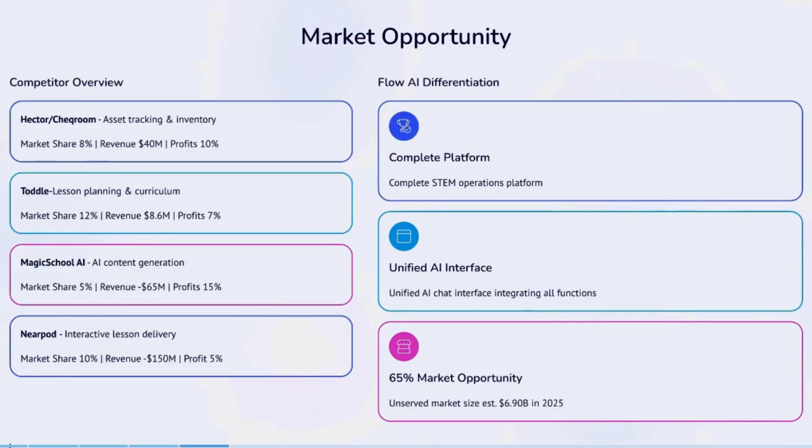Toddles, on the other hand, focuses on lesson planning and curricular management. It has a larger market share, around 12%, and it generates significantly lower revenue, roughly $8.6 million. Magic School AI operates in AI driven content generation. While it shows a strong profit margin, its overall market share remains small and it does not integrate operational or inventory data.